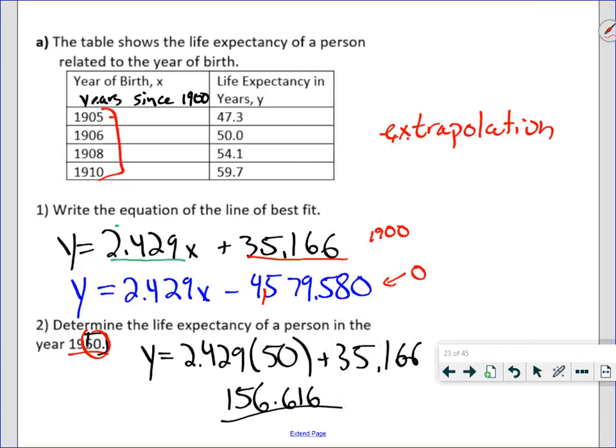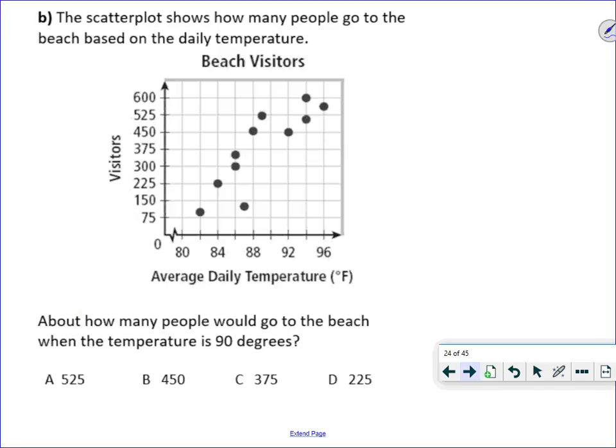All right, so for this next problem, it asks you to draw your own line in, just kind of like that, through your data set. About how many people would go to the beach when the temperature is 90 degrees? Well, 90 degrees is right here, so I'd go up to my line and come over and I'd get something around here. So my guess would be 380, and so what's our best guess? Well, clearly the answer is going to be C.